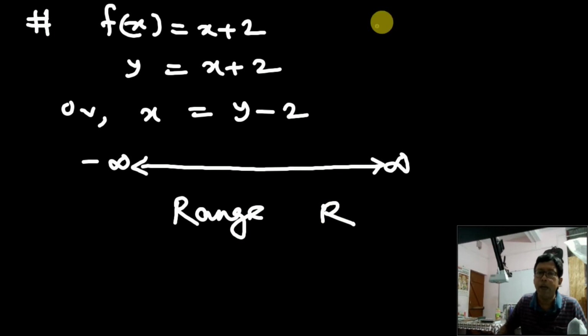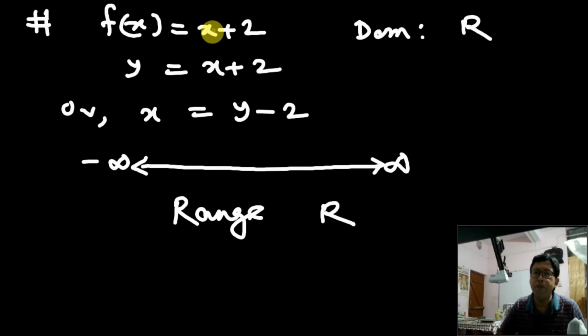Okay, and what is the domain of the function? Obviously in this example, domain is also R, because if you replace x with any real number, you will definitely get a definite value. Let us take another example.